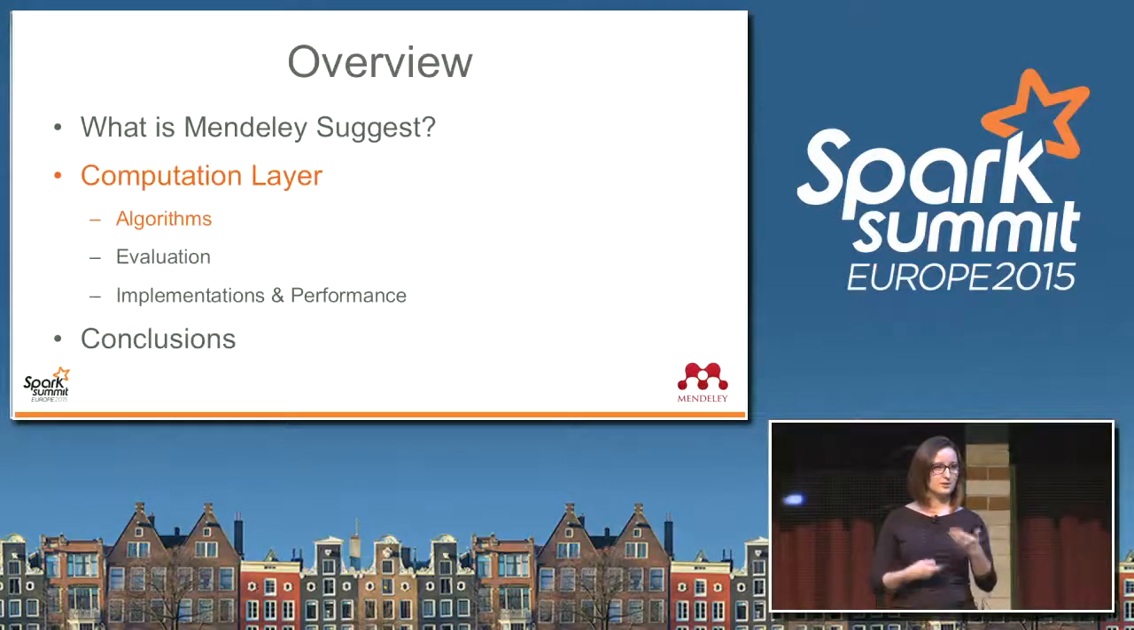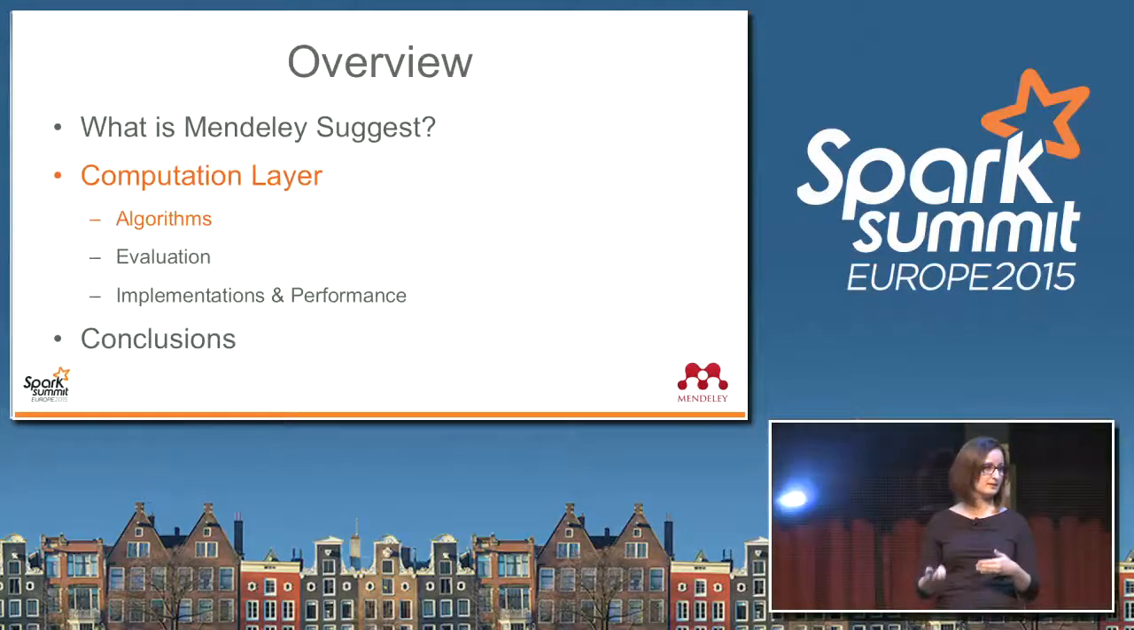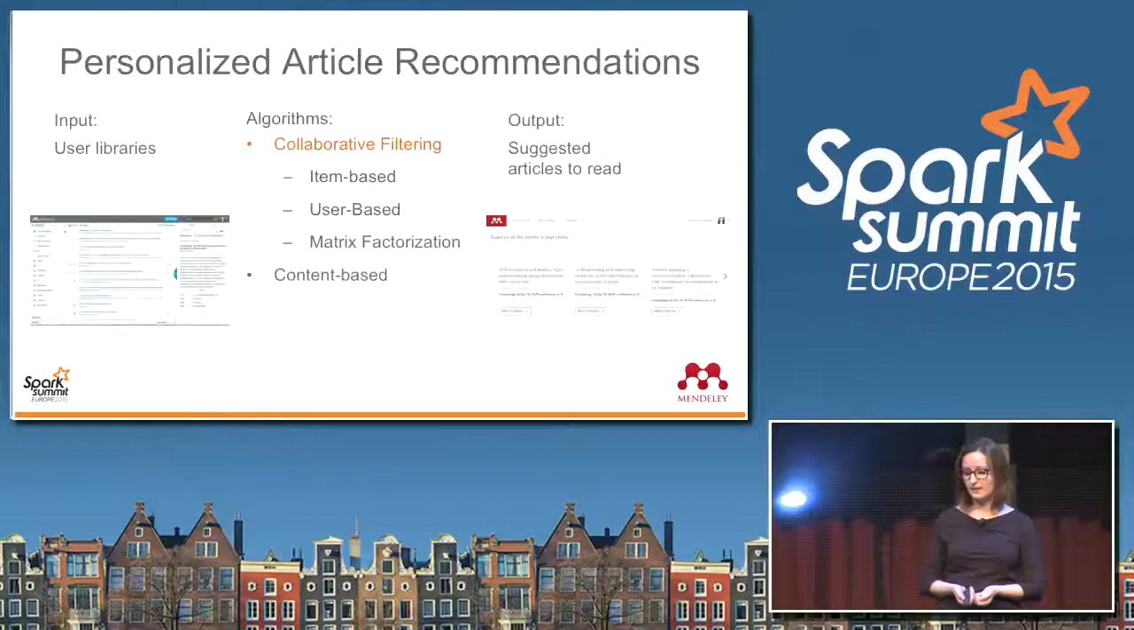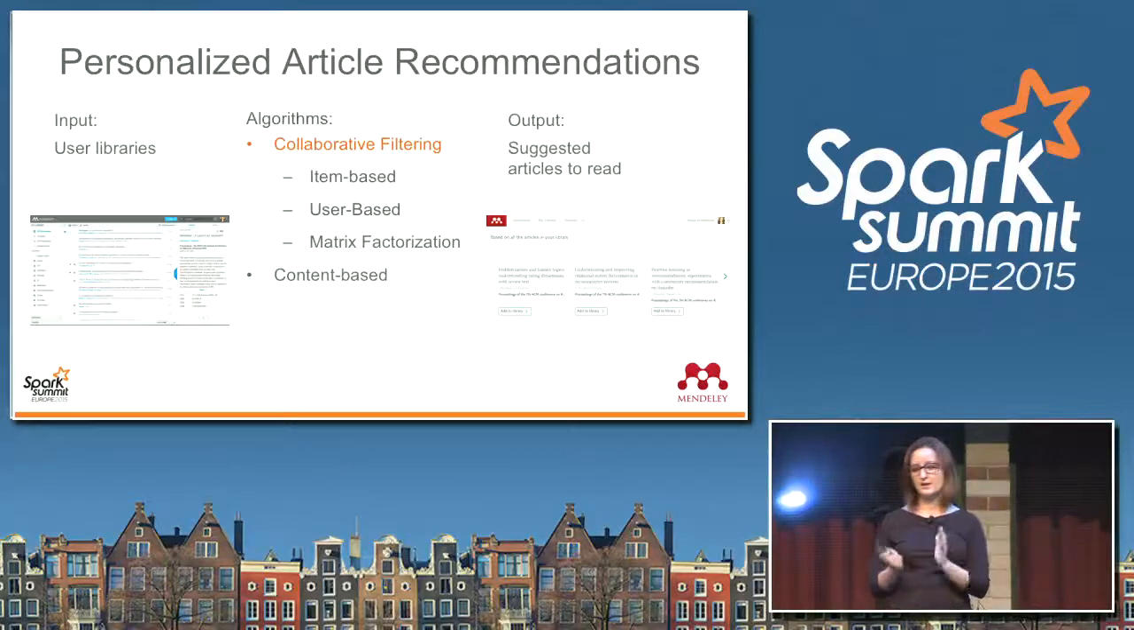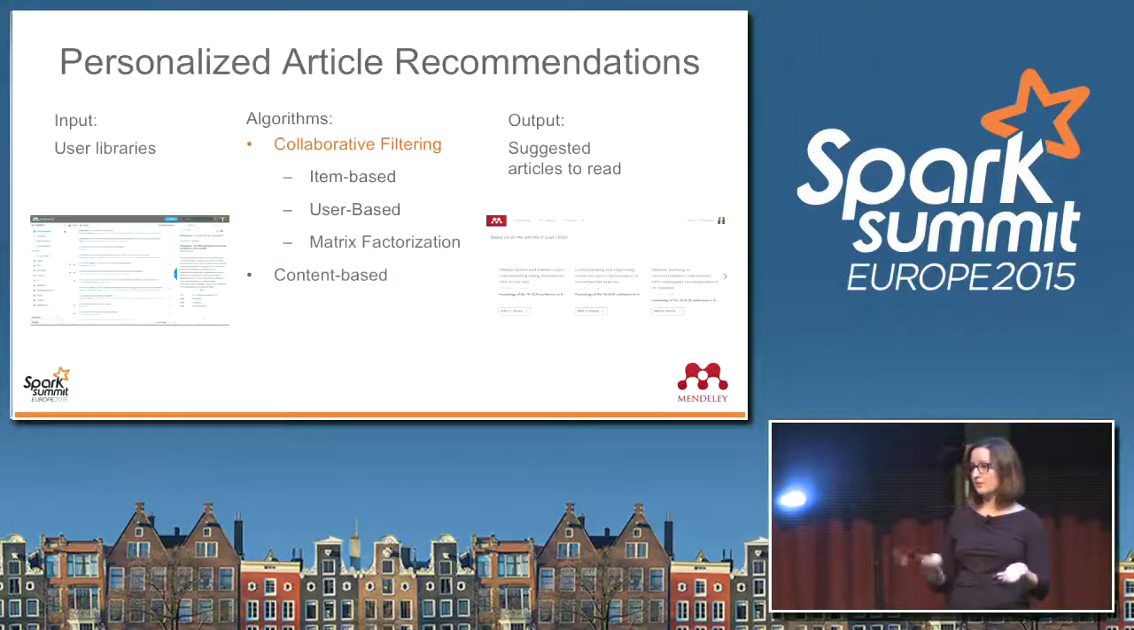I'm now going to go into a bit more detail on the algorithms that we've tested and implemented as part of the computation layer, and then I'll talk about how we evaluate them and how they perform. The setup is that we're building a personalized article recommender. We have our user libraries as the input, and we're trying to produce as output a list of suggested articles. There are a number of different algorithms you can use.